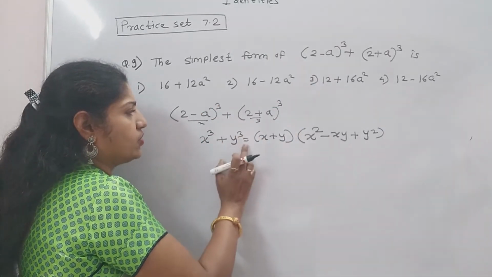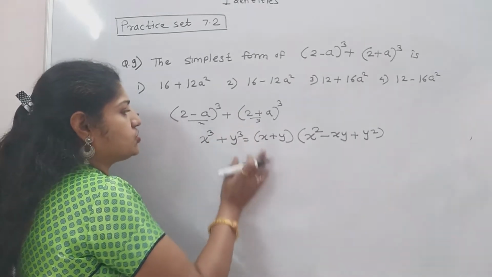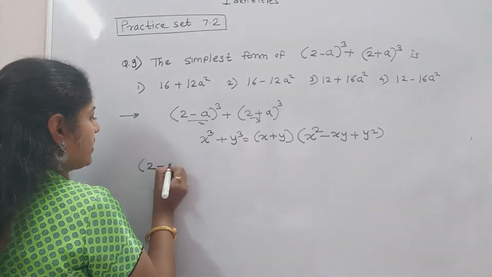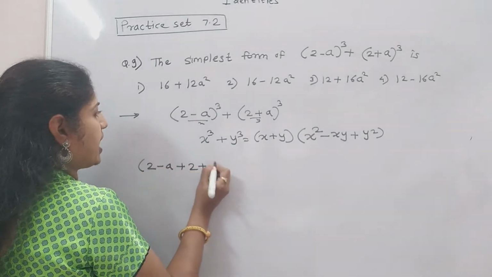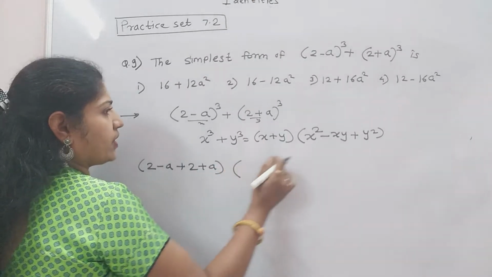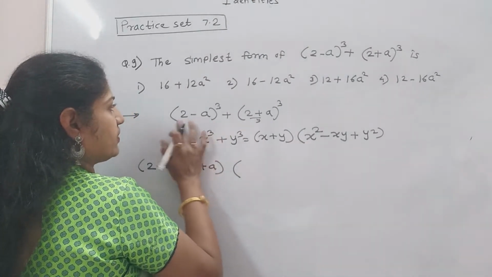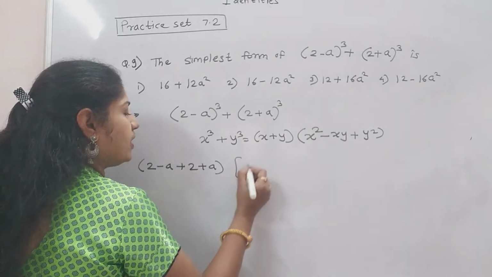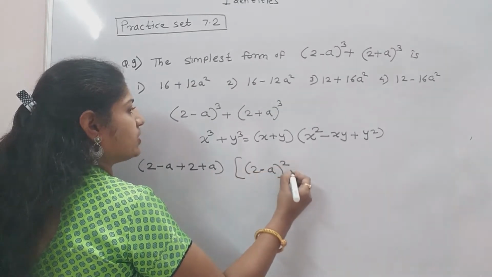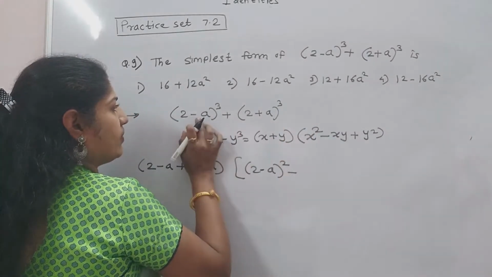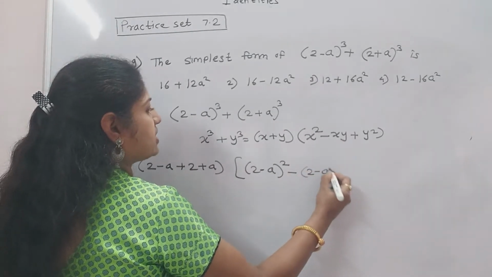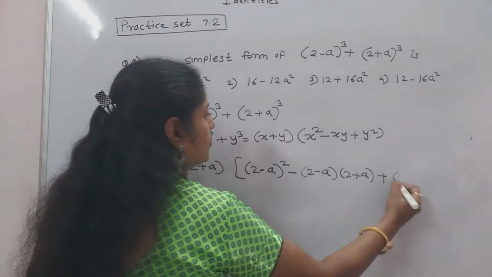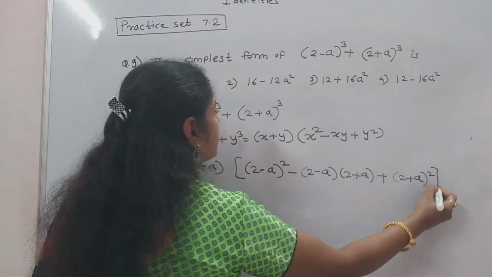x cube plus y cube, first bracket, addition of these two numbers: 2 minus a plus 2 plus a. Then x square, first square, that is (2 minus a) bracket square, minus x into y, multiplication of these two numbers, (2 minus a)(2 plus a), plus y square, (2 plus a) bracket square.